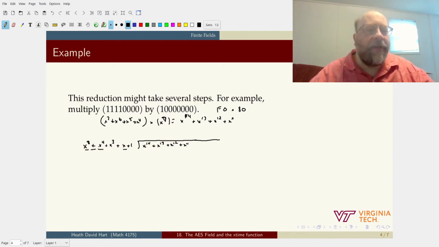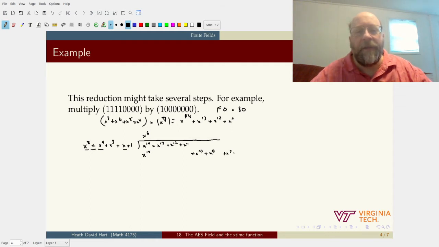Well, x to the 8th goes into x to the 14th, x to the 6th times, and then we get x to the 14th, and then x to the 4th times x to the 6th is x to the 10th, then x cubed times x to the 6th is x to the 9th, x times x to the 6th is x to the 7th, and then 1 times x to the 6th is x to the 6th. And so I got rid of the x to the 14th, but I still have to get rid of x to the 13th now.